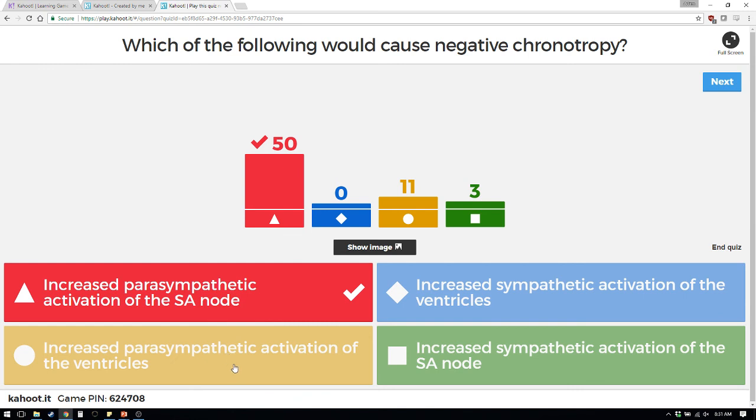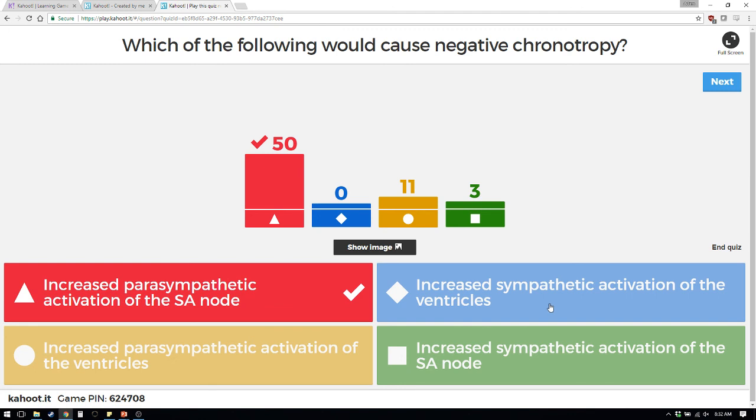Well, so if you look at where the parasympathetic nerves, that vagus nerve, is actually innervating the heart, it really doesn't have a lot of effect on the ventricles, right? It's primarily only going to affect the SA and the AV node. Primarily going to be affecting that chronotropy, right? So it does not have a ton of effect on actual contractility of the heart. Now, increased sympathetic activation of the ventricles would cause what?